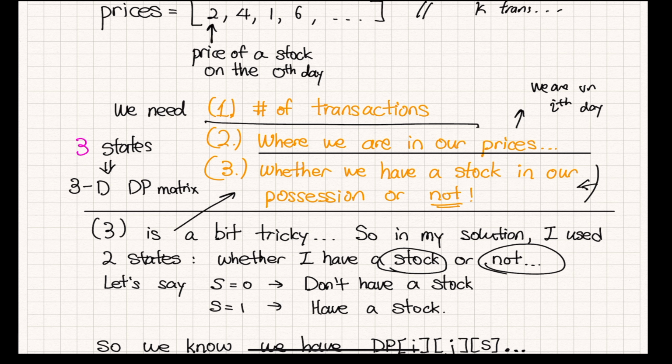Let's say S is a set with 0 and 1. That's for this case 3. When S is equal to 0, that means right now we don't have a stock. When S is equal to 1, that means we have a stock. You may wonder, how does that translate to buying a stock or selling a stock? Well, that's a good question.